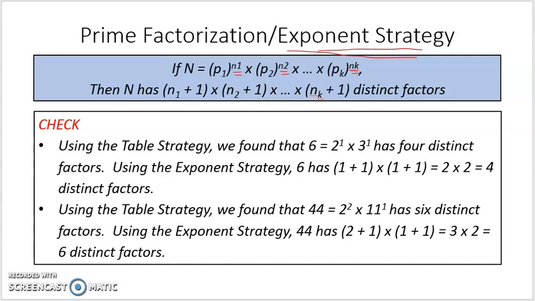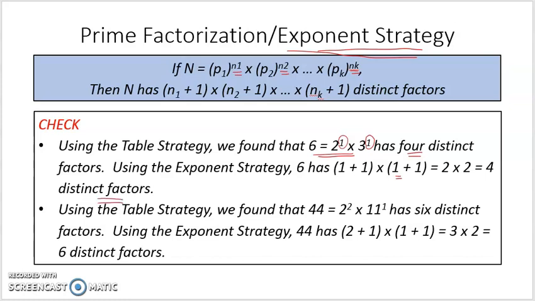So let's just check that this works using what we already know. For example, we know that 6 has 4 distinct factors. We actually found them all using the table. Using the exponent strategy, the exponent is 1, so 1 plus 1, or 2 possibilities for 2. 3 raised to the first would have 1 plus 1 is 2 possible values for 3. 1 plus 1 times 1 plus 1, 2 times 2. There are 4 distinct factors of 6.